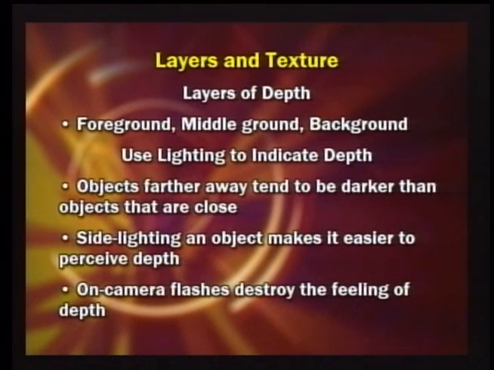Another thing we can do is use lighting to indicate depth. Objects that are farther away tend to be darker. We mentioned earlier that when objects are farther away, less light reaches the camera. So objects that are farther away are darker than objects that are close, and your eye just naturally knows that. So if you want to indicate depth, you can do it by the amount of lighting on a given object. And along those same lines, side lighting an object makes it easier to perceive depth.